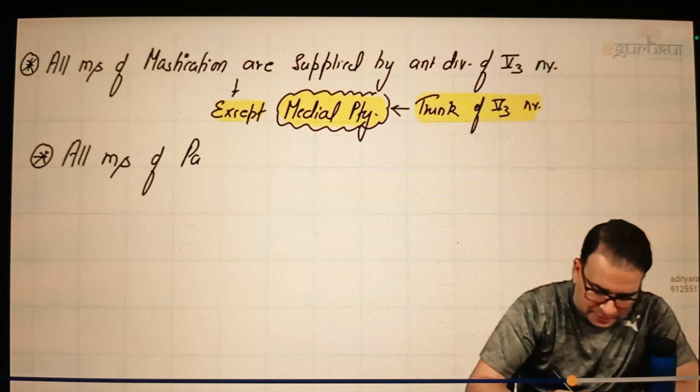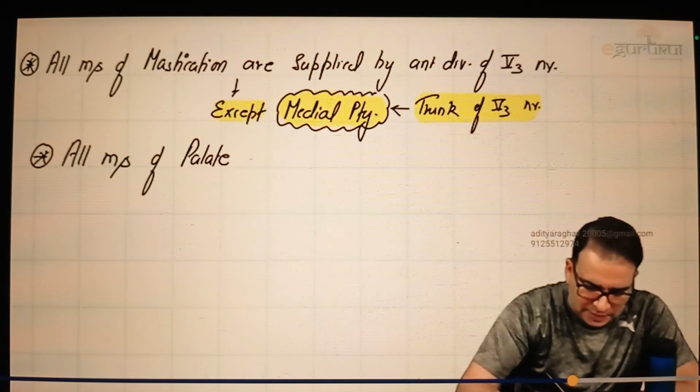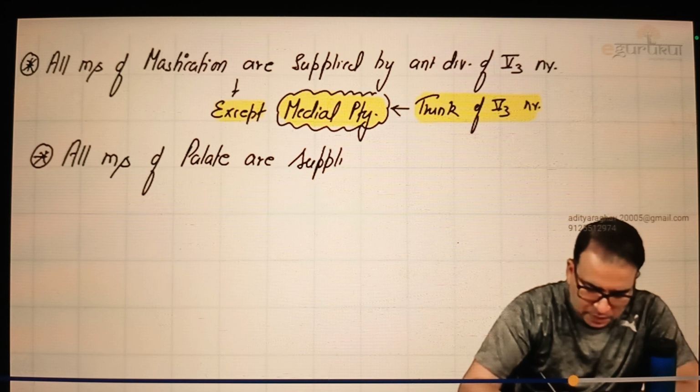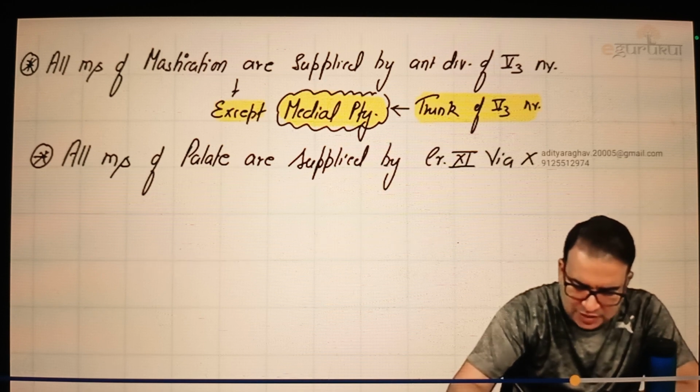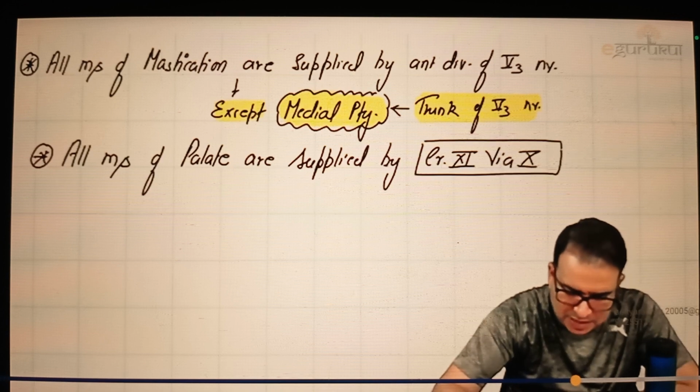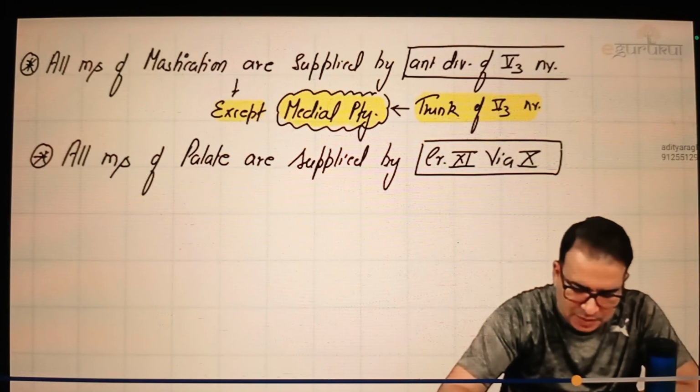All muscles of the palate are supplied by the cranial accessory nerve via the vagus. Using the vagus nerve only, right? All muscles of the palate are supplied by cranial accessory via vagus.